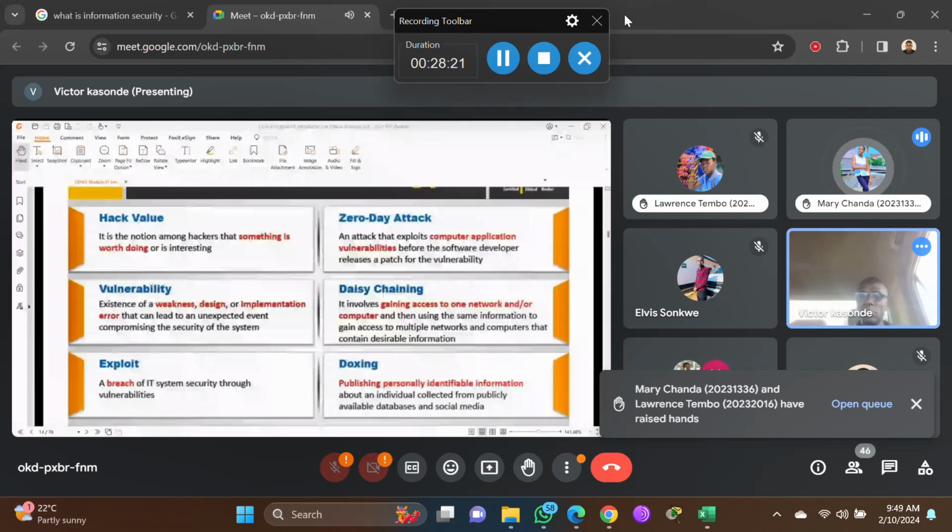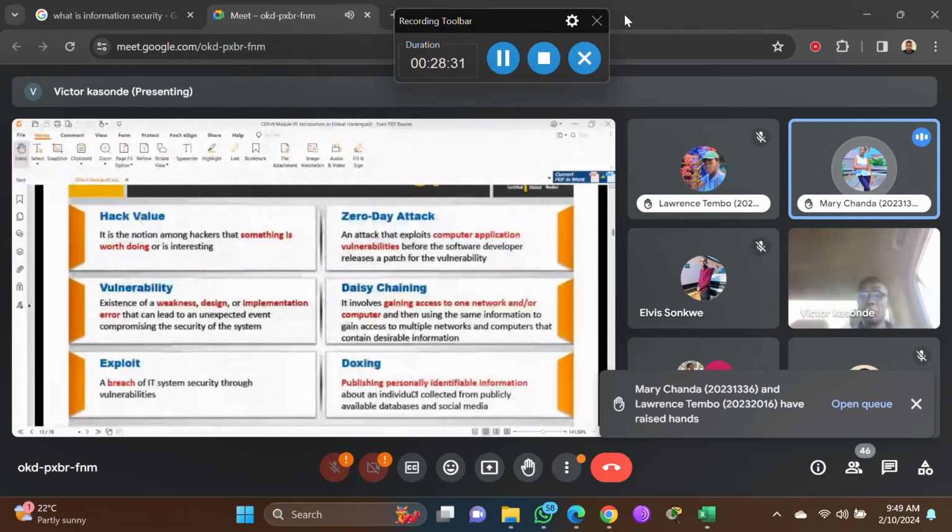Okay, guys, sir, I can see zero-day attack. Is it possible you can say that zero-day attack is the type of attack that happens after an announcement has been made concerning something like that? Is it possible you can write like that?